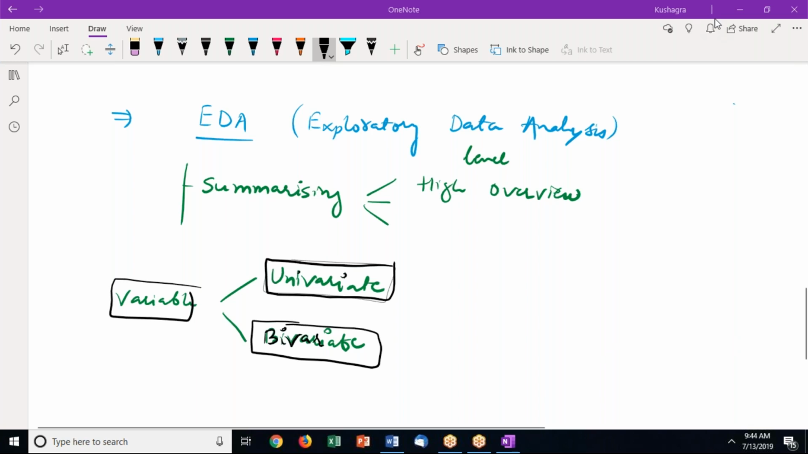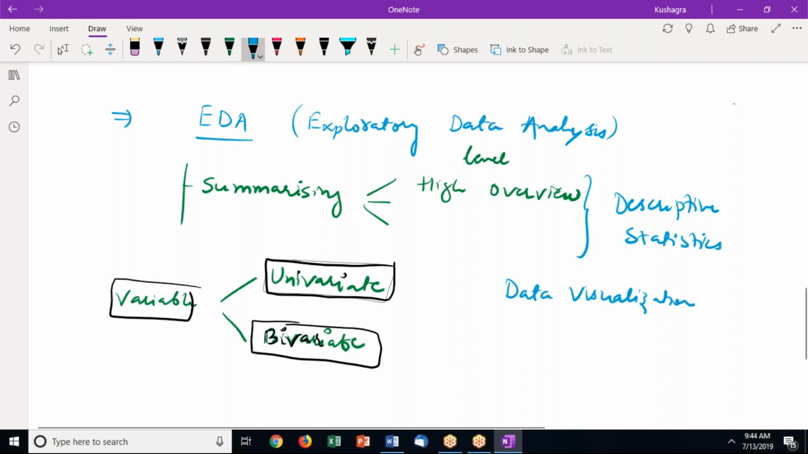Coming back here. When you talk about exploratory data analysis, it's all about summarizing the data and getting a high-level overview of the data, and for this we'll be using descriptive statistics. We'll be using a lot of descriptive statistics, and that is what we'll be learning in the first phase. Once we have done that in a week or so, we would move on to the inferential statistics part. You'll also do a lot of data visualizations, and we'll create different kinds of charts.